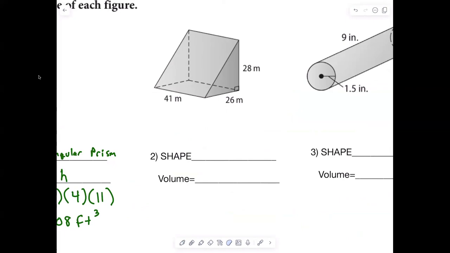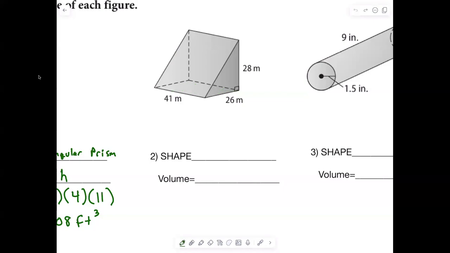The base is a triangle. Now, some of my kids last class said the base was a rectangle. Please look up and make sure you understand the base is not a rectangle. The base is not what it sits on. Does everybody agree? This down here is not the base. Do we agree? The bases are the sides that are parallel to each other and exactly the same shape.